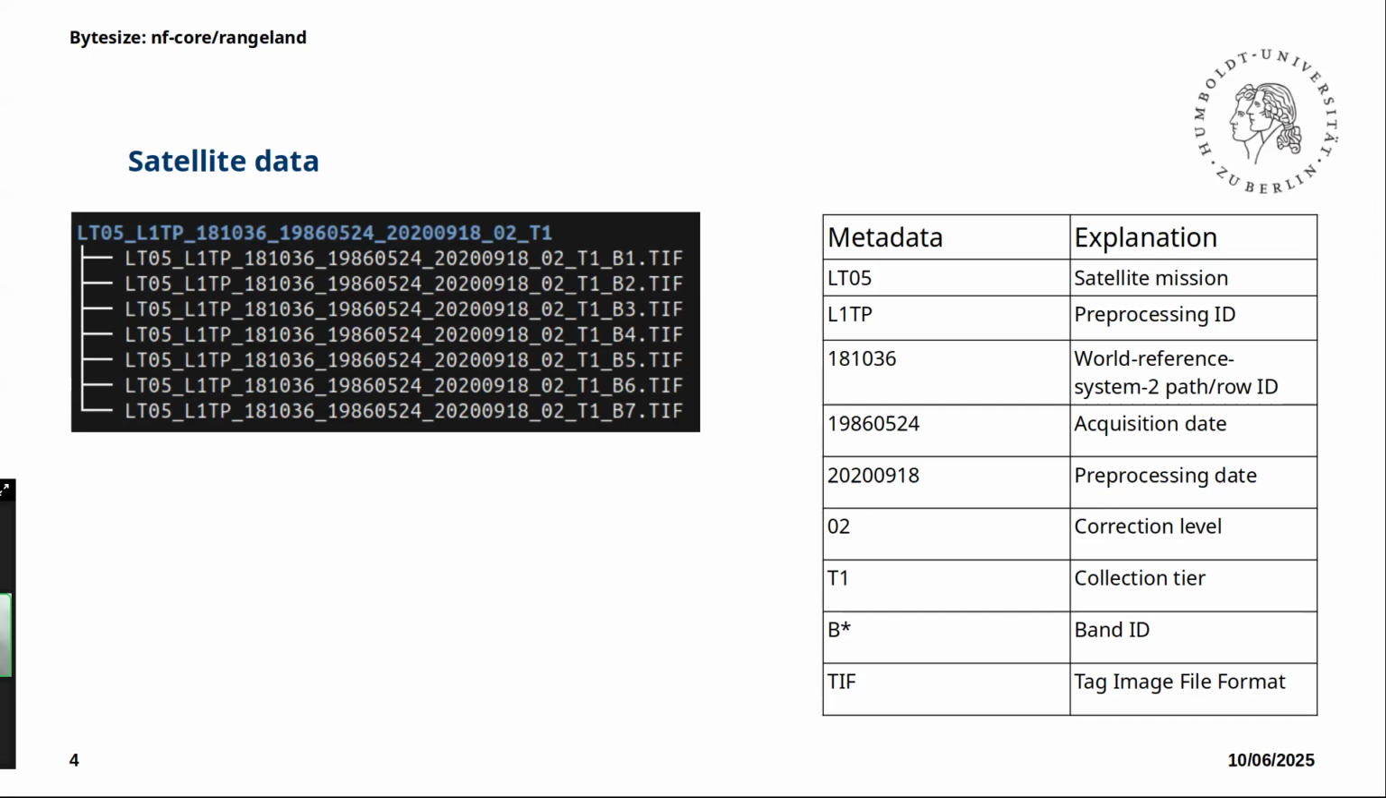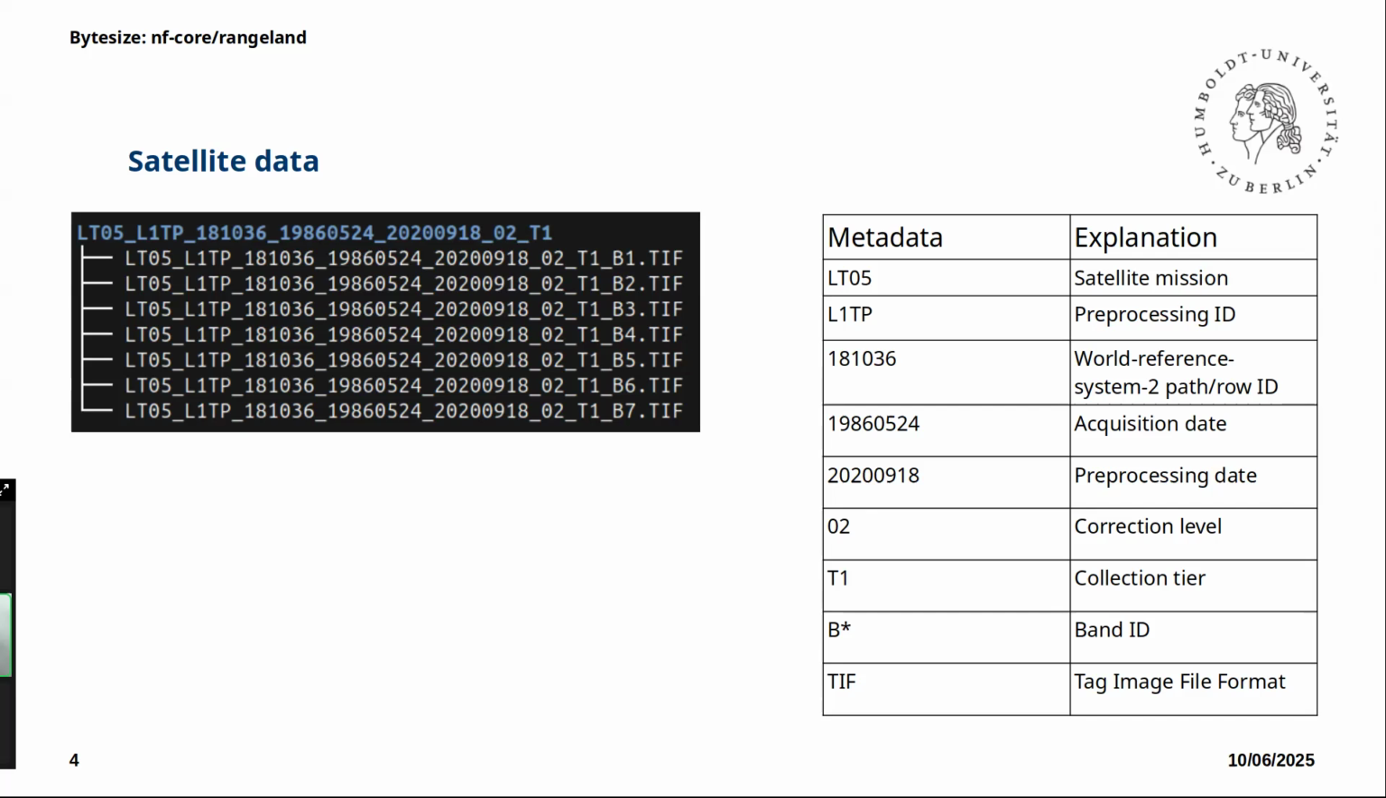The next metadata entry here is the pre-processing ID. What you have to imagine is that the satellite doesn't take pictures. It basically just measures the reflectance of the Earth's surface. The providers of the satellite data apply their own pre-processing so that you can have these nice actual images, and they assign a unique identifier to the process which was used to pre-process the raw data.